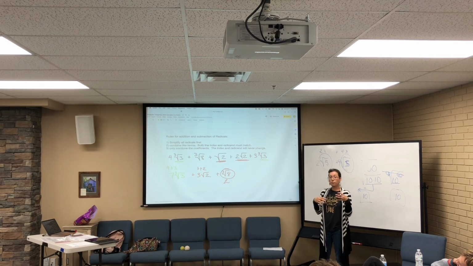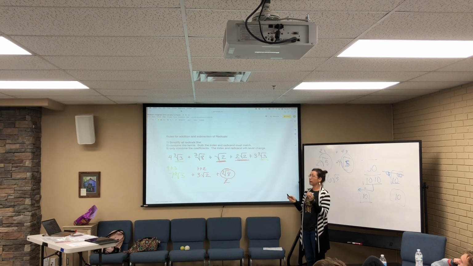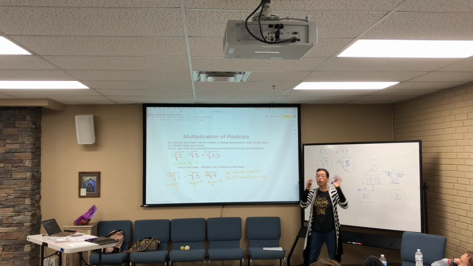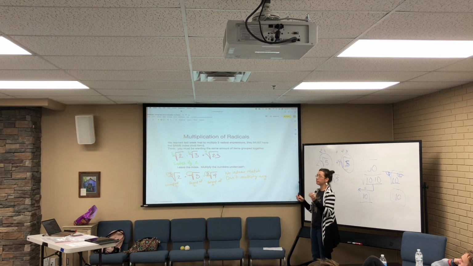So when we're simplifying, we're just combining like terms, just like we did with variables. You have to find the matches that match exactly. Okay? So for addition, both the index and the radicand have to be exactly the same, just like with a variable.